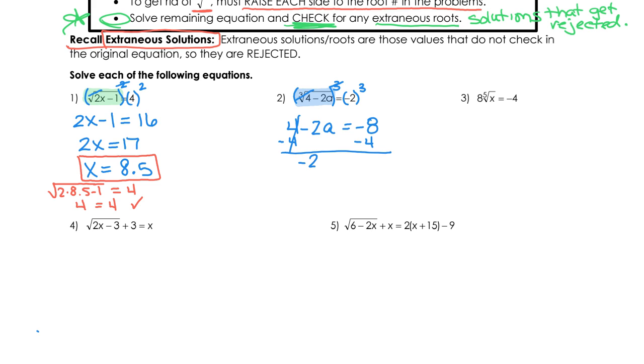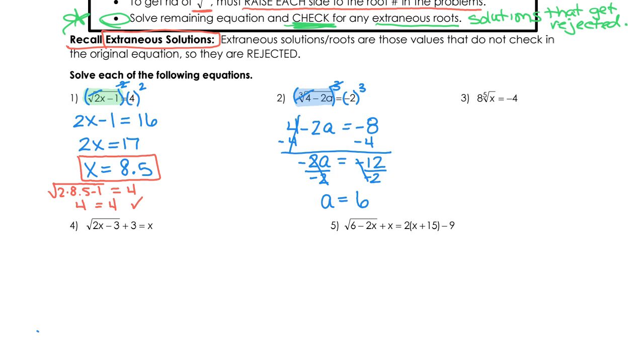And we end up with negative 2a equal to negative 12. We're going to go ahead and divide by negative 2. And that way we end up with a equals, be careful, a negative divided by a negative is positive, 6. Okay, except we're not finished. We have to remember that there could be extraneous solutions in these radical equations.